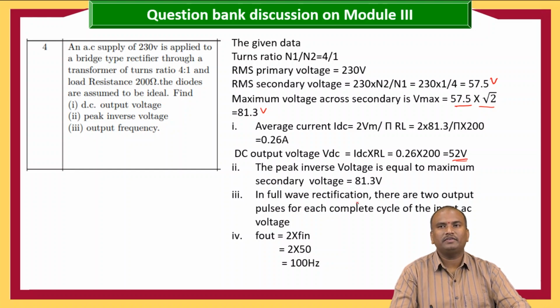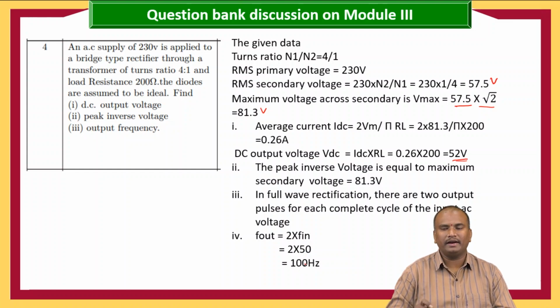In full wave rectification, there are two output pulses for each complete cycle of input AC voltage. So in full wave, we have two positive half cycles in one complete cycle. So the output frequency is equal to 2 times the input frequency, that is 2 into 50, which is 100 Hz.